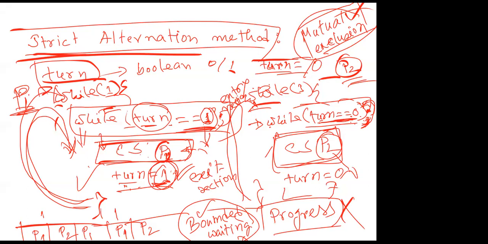In the previous method we used the TSL command, but here you don't apply any special type of command. So it is hardware independent and implemented in user mode. Implemented in user mode means that you don't call any kernel level or system level function. You can implement it in a user process. These are some properties of the strict alternation method.